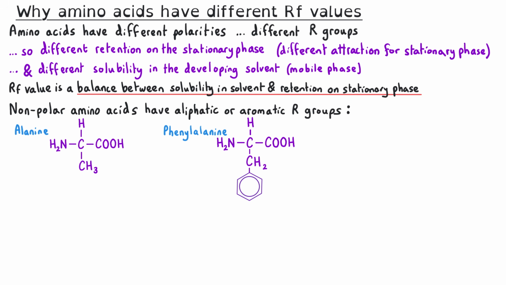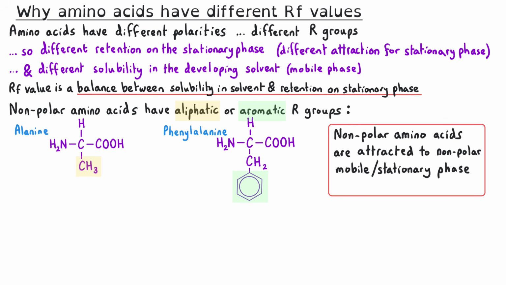Non-polar amino acids are those that have aliphatic or aromatic R groups. In other words, these R groups will be a simple carbon chain, or they might contain a benzene ring. These non-polar amino acids will be more attracted to a non-polar mobile or stationary phase, and the opposite would be true for polar amino acids.